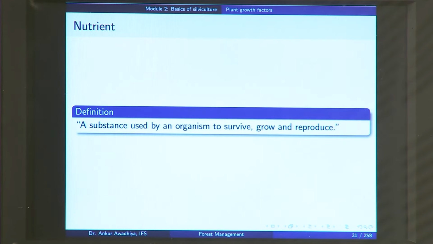Now, how do we define a nutrient? A nutrient is a substance that is used by an organism to survive, grow and reproduce. So, a nutrient is a substance, it can be a chemical element, it can be a molecule, but it is a substance that is used by the organism. In our particular case, we are talking about plants. So, it is a substance that is used by plants for what? To survive, to remain alive, to grow, to increase their biomass, and also to reproduce.